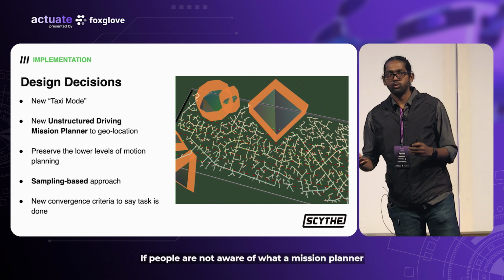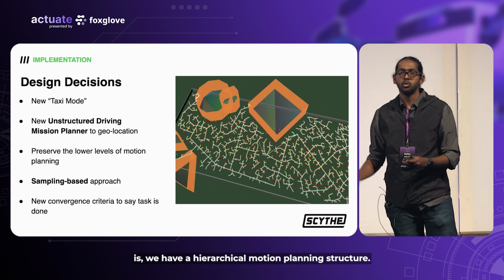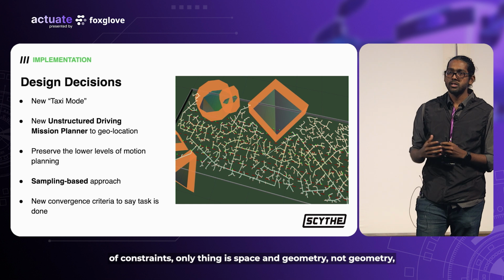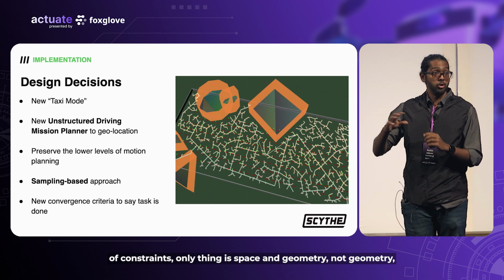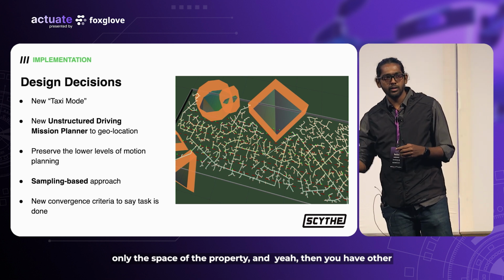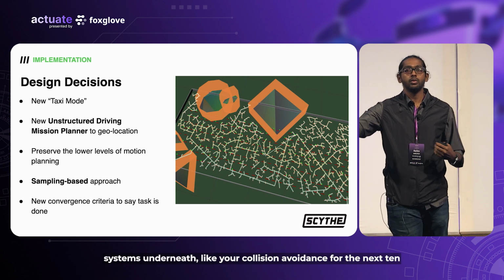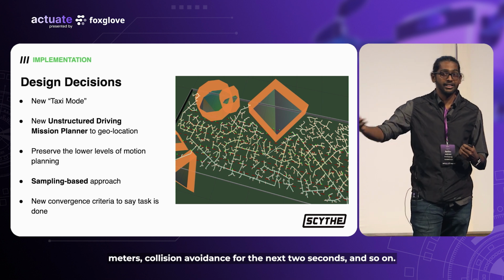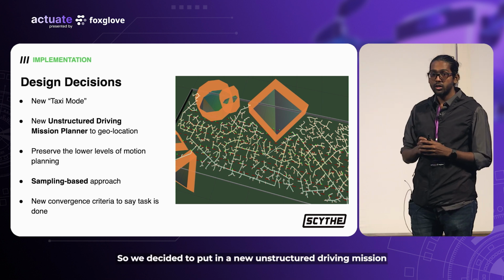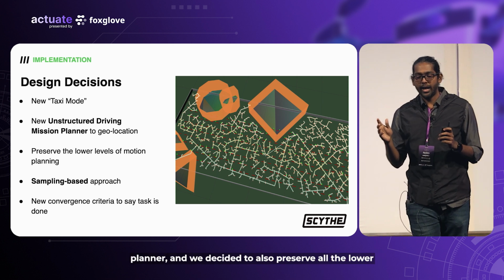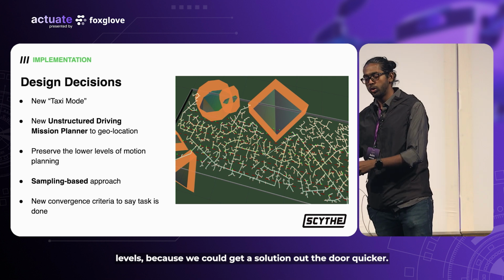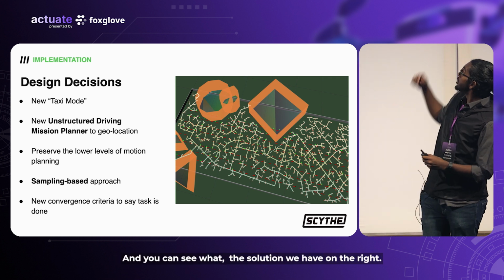If people are not aware of what a mission planner is, we have a hierarchical motion planning structure where you have the mission planner at the top, which does not have a lot of constraints. Only thing is the space of the property. Then you have other systems underneath, like your collision avoidance for the next 10 meters, collision avoidance for the next 2 seconds, and so on. So we decided to put in a new unstructured driving mission planner, and we decided to also preserve all the lower levels because we could get a solution out the door quicker. And you can see the solution we have on the right.